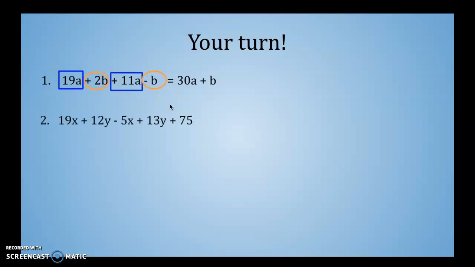Number 2, 19x plus 12y minus 5x plus 13y plus 75. Okay, make sure you identify which ones are the same, what you can combine with each other, and then what might just be left on its own.